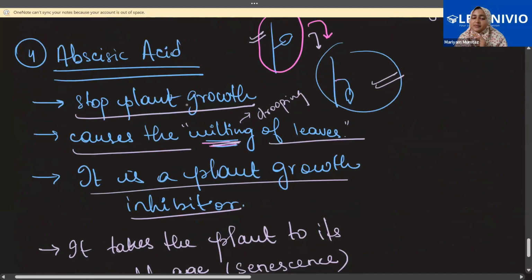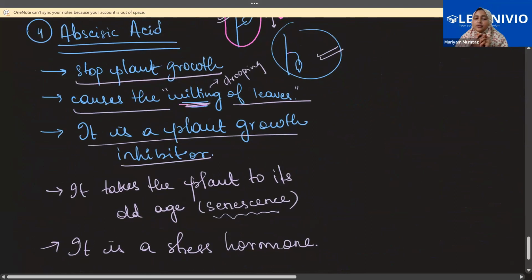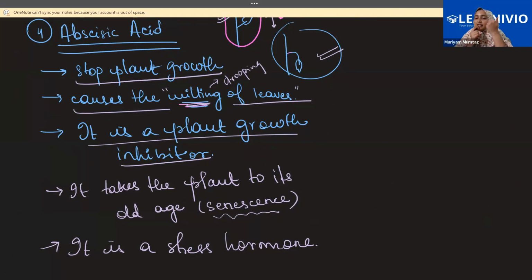Then comes the abscisic acid. Now, abscisic acid is also known as a stress hormone. What does it do? We saw that auxin is causing the growth of the plant. We saw that gibberellin is causing the growth of the plant. And cytokinesis is happening with the help of the cytokinin hormone. But now, abscisic acid is that hormone that will stop the plant growth. It will not allow the plant to grow further.